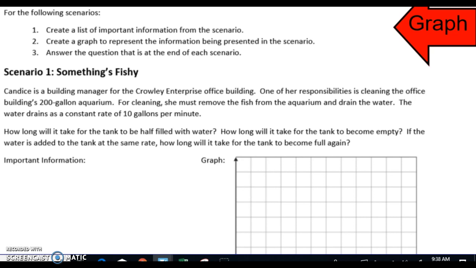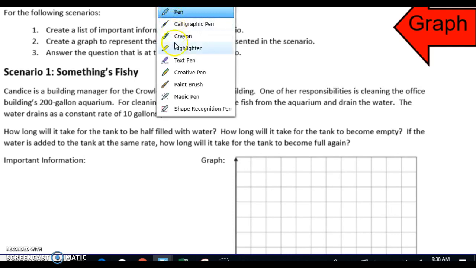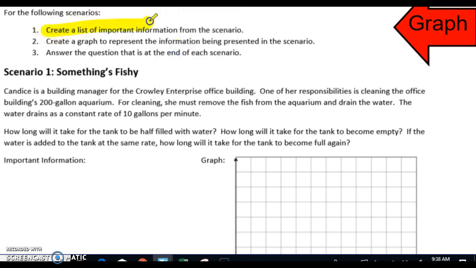All right, in your packet, look for scenario number 1 called Something's Fishy. I'm going to run through this example, and I'm going to show you what the expectations are in order to do well and be successful on this first scenario. Okay, so I'm looking at these 3 questions that are up here, and on these 3 questions, I have to make sure that I create a list of important information. I also need to create a graph, and then I'll have to answer the question that's at the end of the scenario.